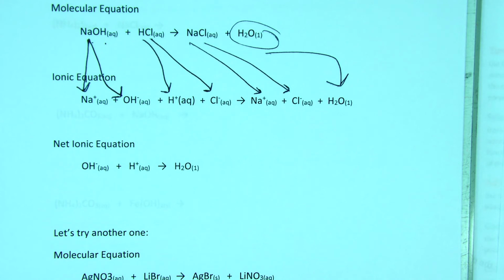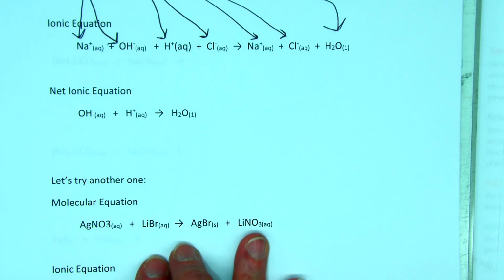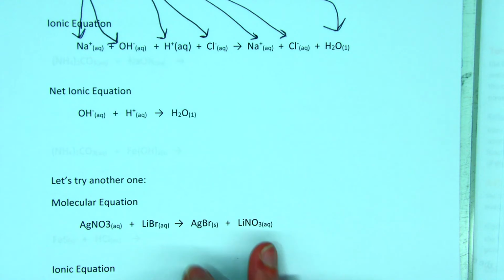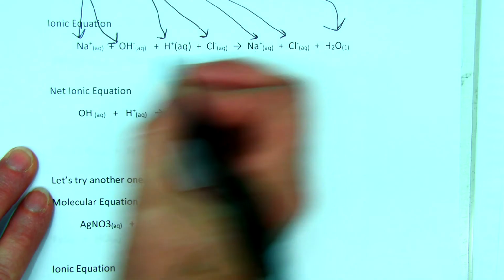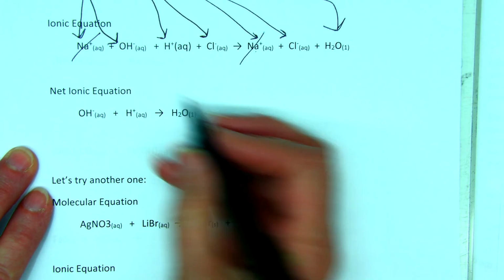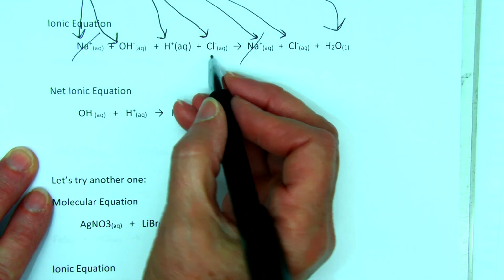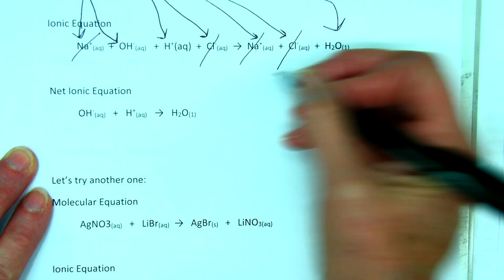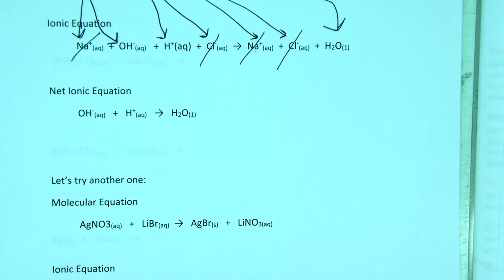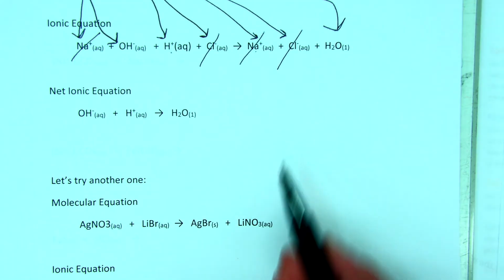So now I look at this and say, well, is there anything in that beaker that appears on both sides of the equation? And the answer is yes. Sodium appears on both sides. It's not doing any real chemistry. It just took hydroxide into the beaker. Chloride appears on both sides. It's not doing the chemistry. So what's left is hydroxide hooks up with hydrogen to make water.